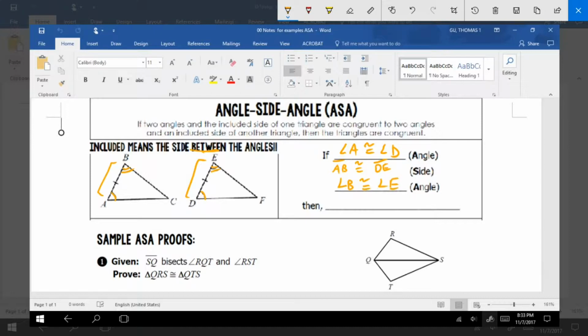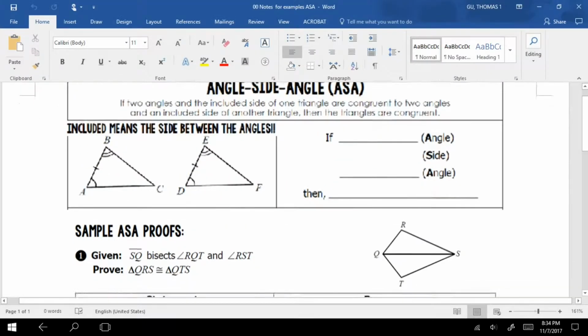Then triangle ABC is congruent to triangle, how am I going to label it? DEF. And there we have it. This is this angle, side, angle way to prove that two triangles are congruent. You have one angle, the side, and then the other angle. So let's go into some examples to see how to use angle, side, angle.